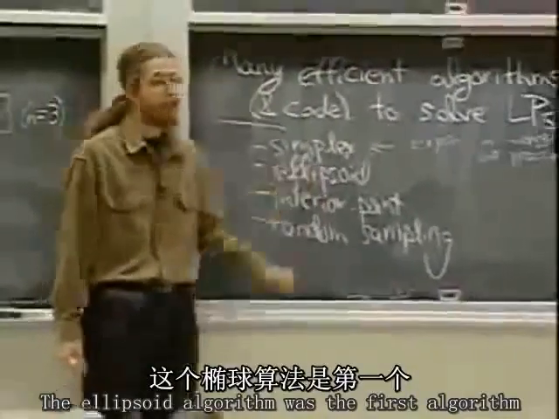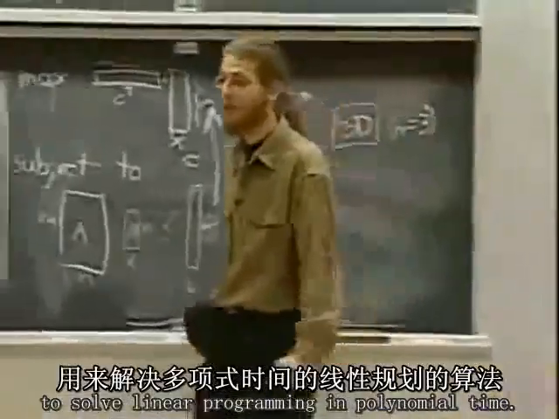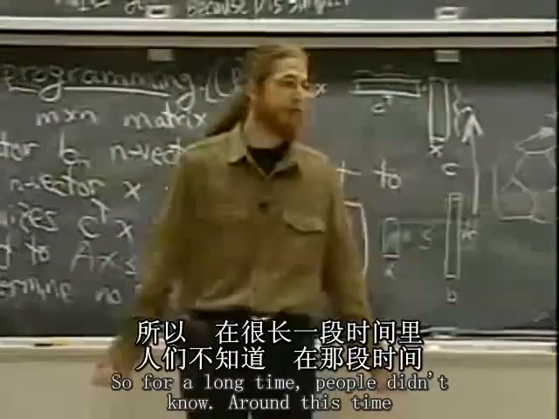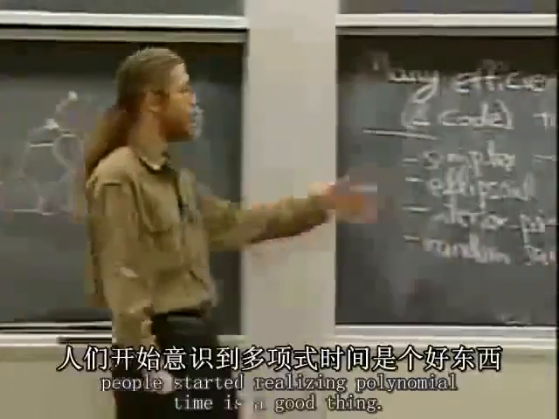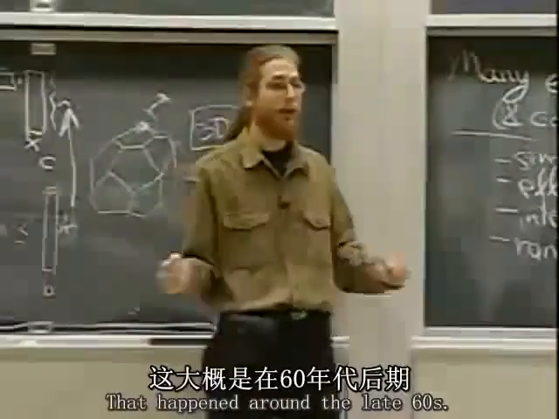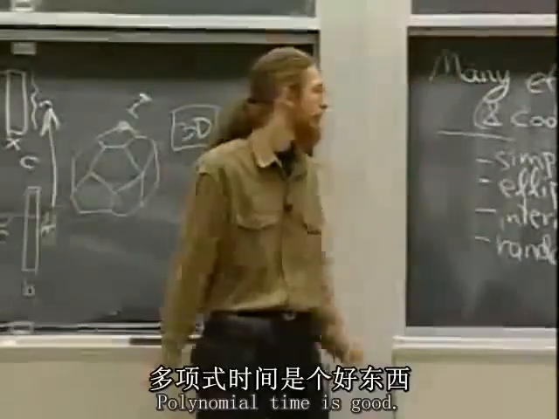The ellipsoid algorithm was the first algorithm to solve linear programming in polynomial time. So for a long time, people didn't know. Around this time, people started realizing polynomial time is a good thing. That happened around the late 60s. Polynomial time is good.